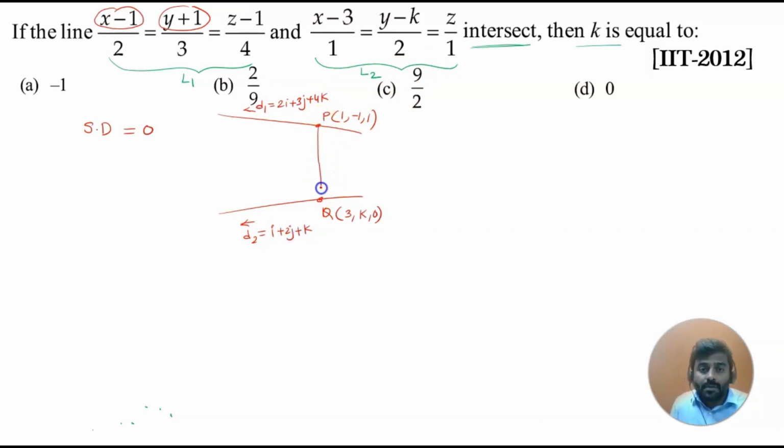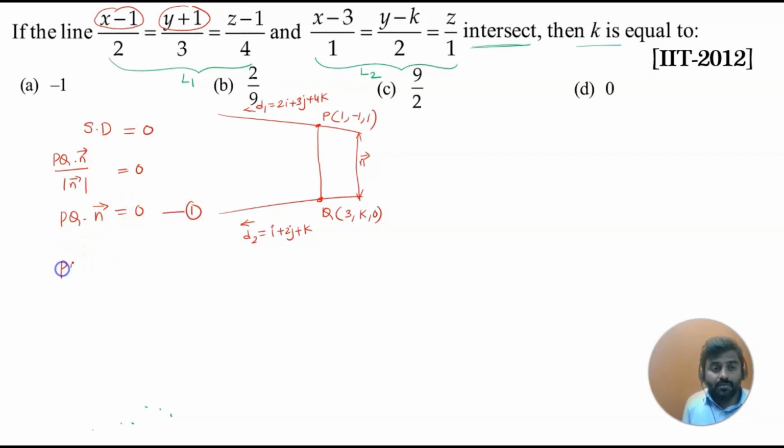If you join PQ, this PQ projection will be taken on the normal. Let us call the normal n bar. So the formula is nothing but PQ dot n bar by mod n bar is equal to 0. From this we can get directly PQ dot n bar is equal to 0. We can take it as equation 1.